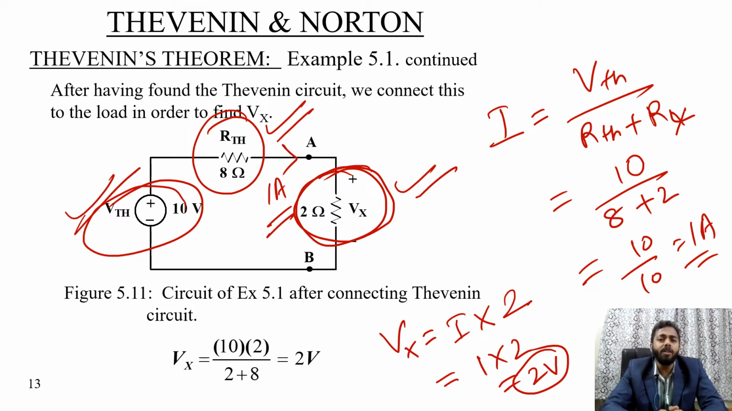If you have a complex circuit, you can convert the complex circuit into the equivalent circuit, and you can see that there are only 3 components, the VTH, RTH and RL. Okay, so this way you can calculate the maximum power transfer theorem.